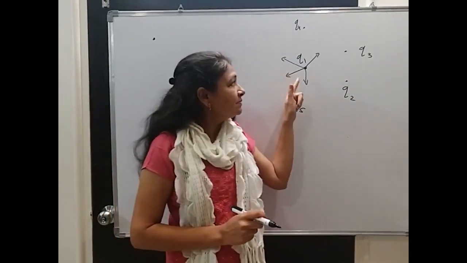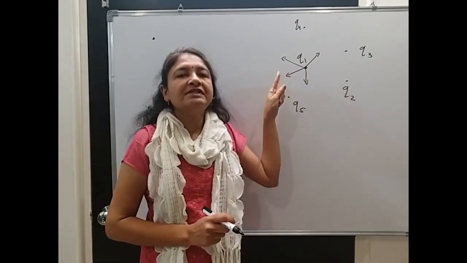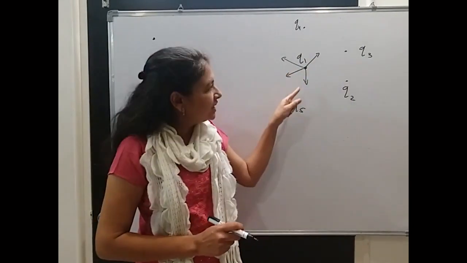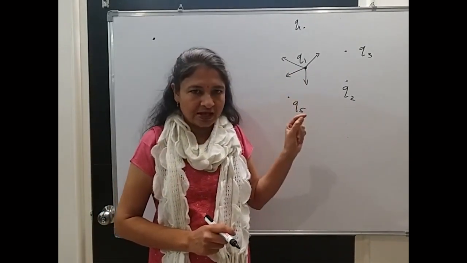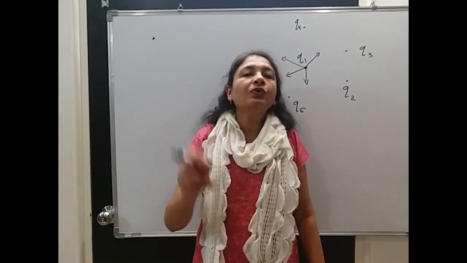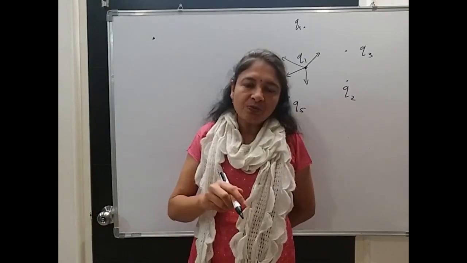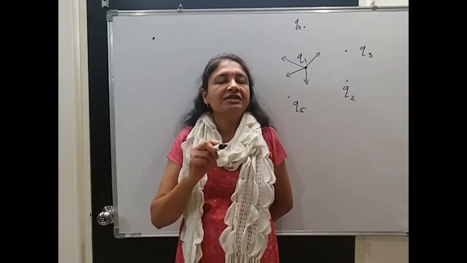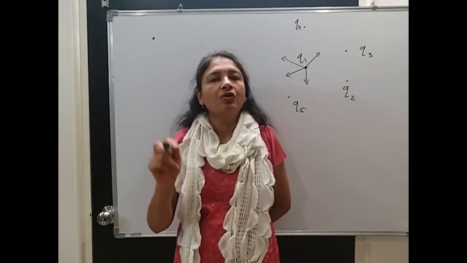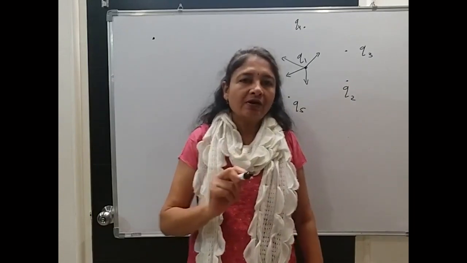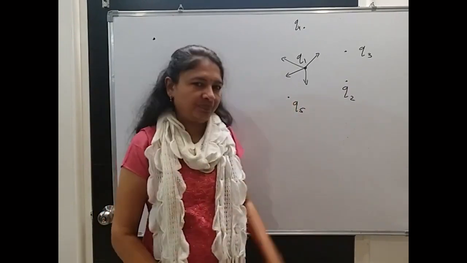Here, the principle of superposition says that when more than one Coulombian force is acting on a charge, the net Coulombian force is equal to the vector summation of individual forces. I am repeating: when more than one Coulombian force is acting on a charge, the net force on that charge is equal to the vector summation of individual forces. Keep in mind, vector summation. Now let us understand this principle in detail.